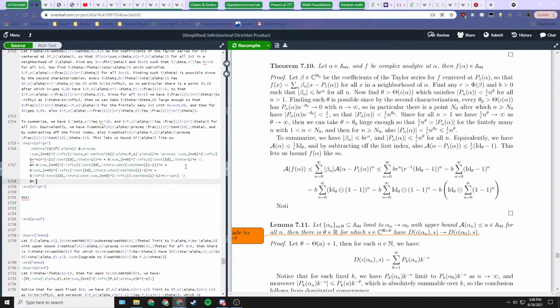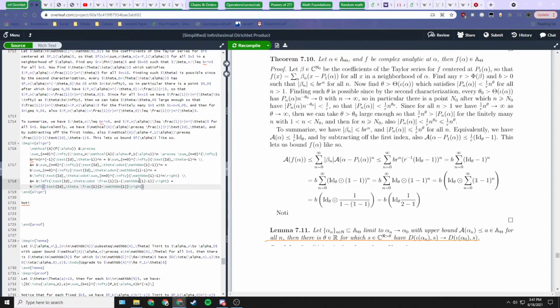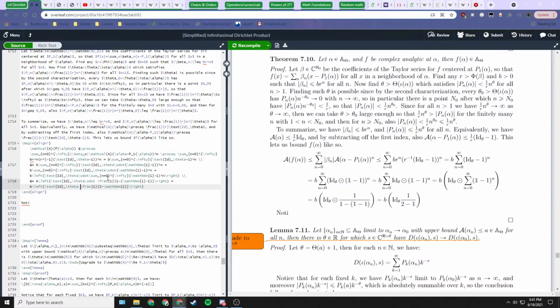But this is just a geometric series. This is b times id theta, and then this is just 1 over 1 minus bold 1 minus 1, and then this simplifies down to, sorry, this should be o dot 1 over 2 minus bold 1, and that's it, pretty much. There we go. That should be o dot there.